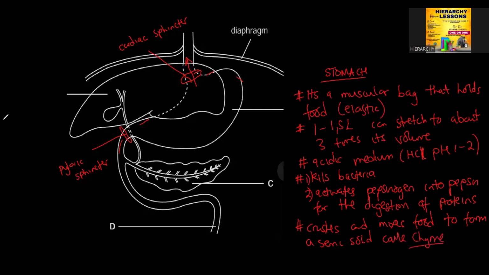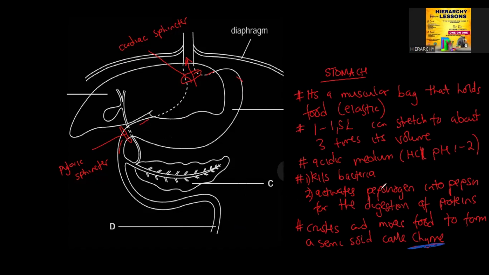So it's a semi-solid called chyme, right? The food is crushed and mixed with saliva and the digestive juices found in the stomach to form this semi-solid called chyme. It is this chyme that is then passed on into the duodenum. Remember, the first part of the small intestine is called the duodenum. So that's the process that happens in the stomach.